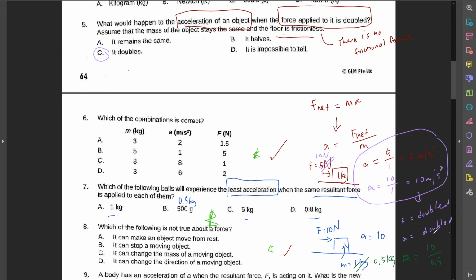Force is 10, mass is 0.5. So it's only 20, right? So this is 10, this is 20. So if you pick another one, let's say mass is 5, then acceleration will be 10 divided by 5, so it's 2.